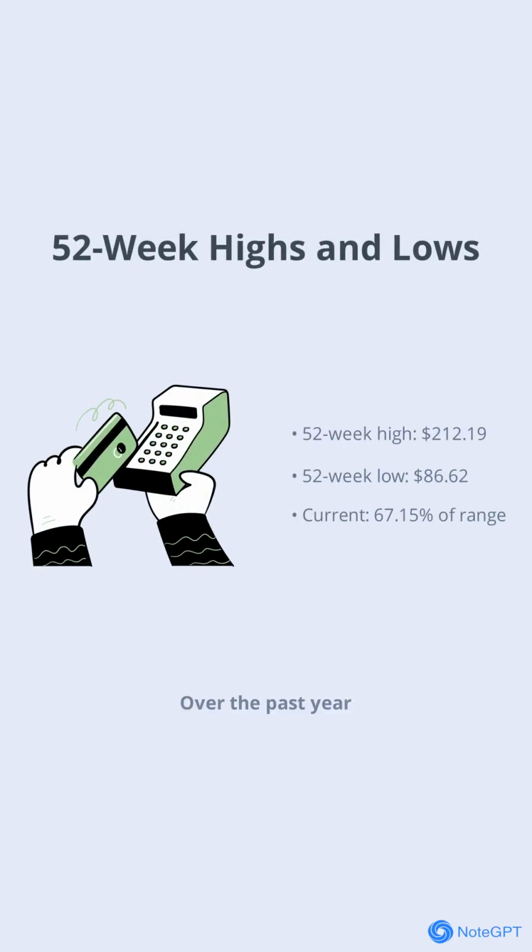Over the past year, NVDA has traded between a low of $86.62 and a high of $212.19. The current price is at 67.15% of this range, which places it closer to the middle part of its annual performance. This context helps investors gauge whether the stock is relatively cheap or expensive compared to its historical extremes.